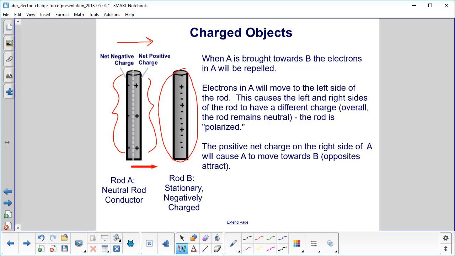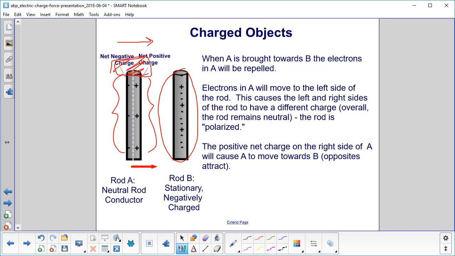So what we have now is a polarized rod. We still have a neutral rod here. Rod A still has an equal number of negative and positive charges, but the negative ones are to the left, positive are to the right. And again, we call that polarized.